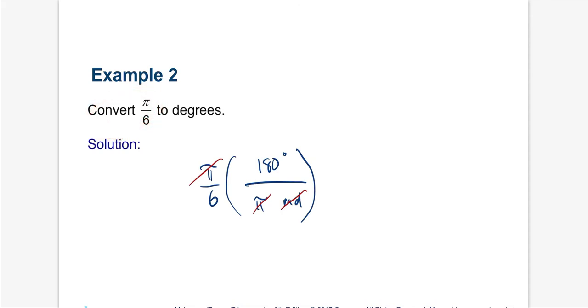And so the radians are going to end up canceling, and you're left with 180 degrees over 6, which is going to be 180 divided by 6, which is 30 degrees, right? 30 degrees. So that's how you would convert from radians to degrees.